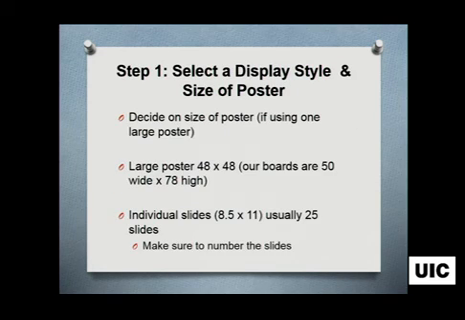If you decide to use a single large poster, then you figure out the dimensions of the poster. Typical abstract requests for poster presentations will give you dimensions that you need to stick to as a requirement. If you're doing individual slides, each slide is usually an 8.5 by 11 sheet of paper, and you can usually fit about 25 slides on a standard poster board size. Make sure that when you do individual slides to number the slides on each of the slides.